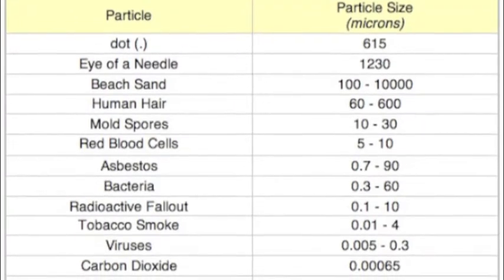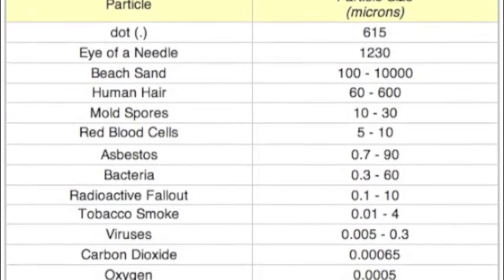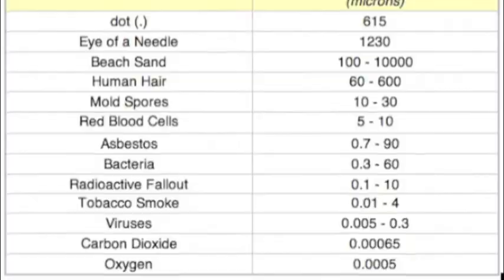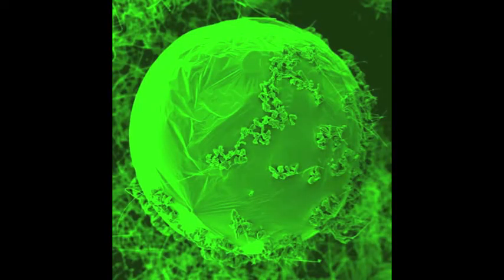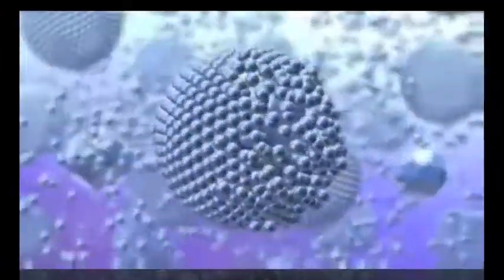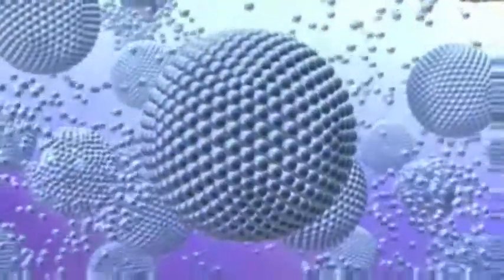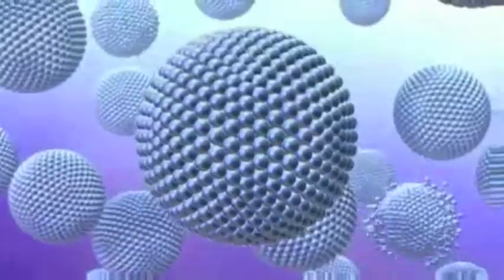This table of common particles and contaminants illustrates the microscopic size of nanoparticles. In more general terms, a nanoparticle is to a soccer ball as a soccer ball is to Earth. Nanotechnology research is an important component of many scientific fields.